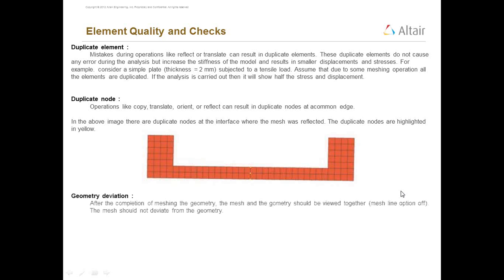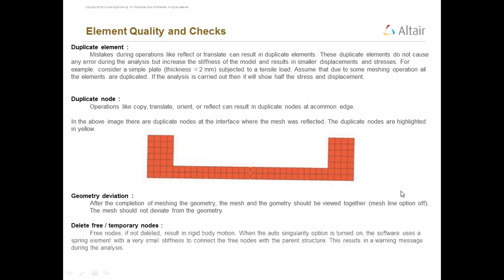Then geometry deviation. After the completion of meshing, the mesh and the geometry should be viewed together, with the mesh line option off. The mesh should not deviate from the geometry.